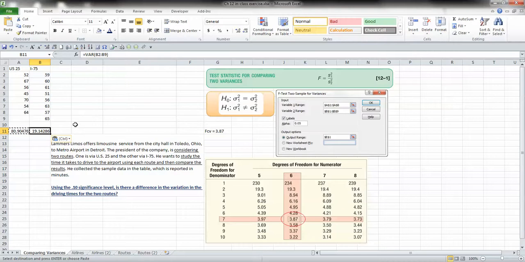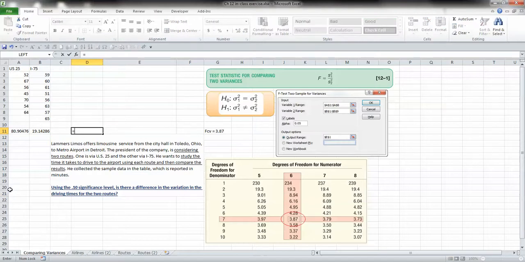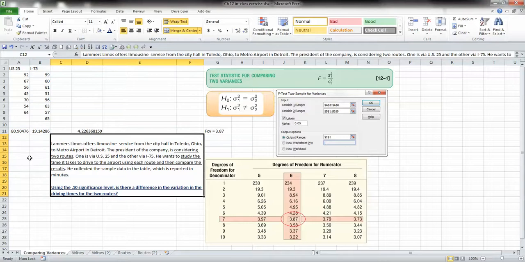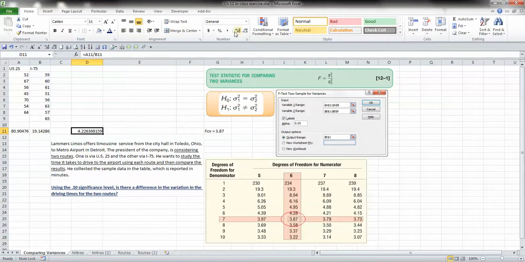Now to calculate our F test statistic, we just calculate the larger number divided by the denominator, and we get a value of 4.23 if we were to reduce this down a little bit. Whoop, wrong way.